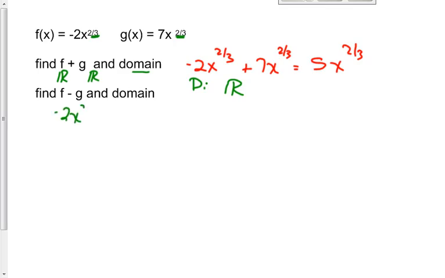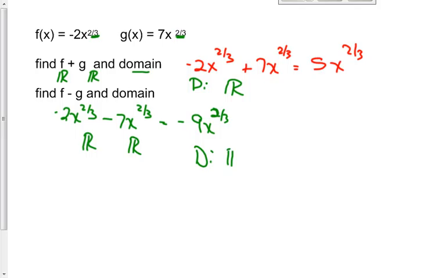Find f minus g, your f function. Negative 2x to the 2/3, subtract 7x to the 2/3. Negative 2 minus 7, negative 9x to the 2/3. That's the value of the function. And then the domain. Again, odd power, f function is all reals. G function, odd power, all reals. Neither of those is restrictive, which means my overall domain, all real numbers.